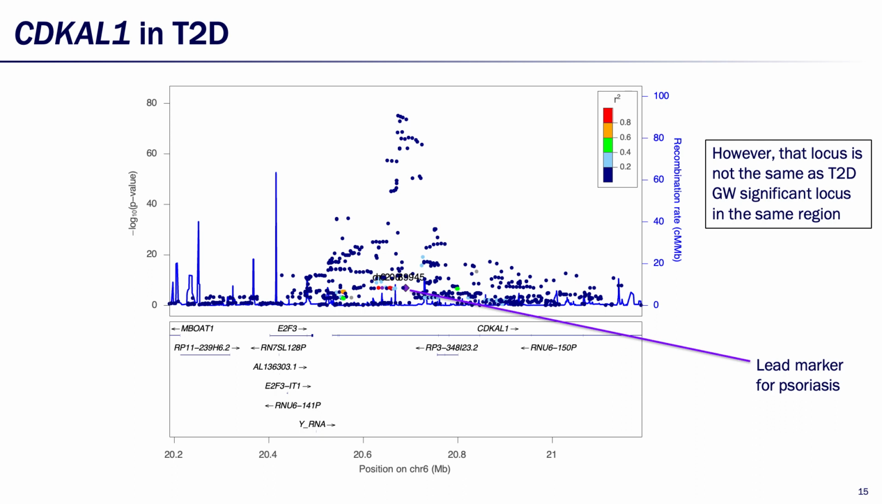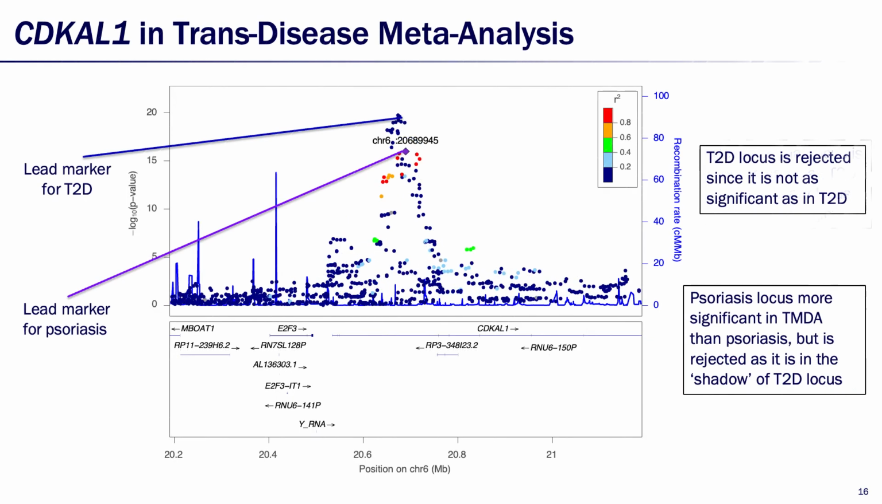When we look at type 2 diabetes, we also see a significant association in this region, but if we focus on the marker from psoriasis, we see that particular marker and those which are correlated with it are not significant. So this suggests maybe two different signals in the same locus. Applying the trans-disease meta-analysis, the type 2 diabetes locus is rejected as it's not significant in type 2 diabetes, and the psoriasis locus, although more significant in the trans-disease meta-analysis than in psoriasis, is rejected because it's in the shadow of the other signal. It is less significant than the other signal, so we would reject this particular one as being a shared locus.